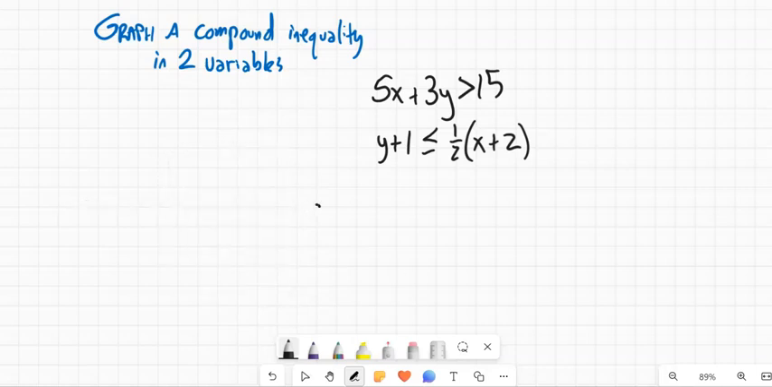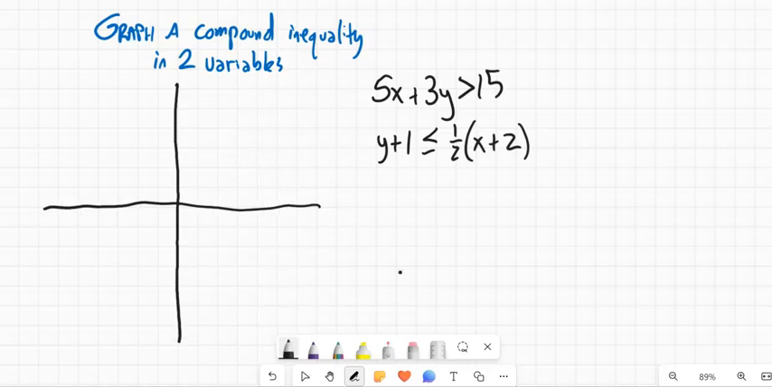See if I can make it. Oh, this wasn't even close to a straight line. Something like this. And now I have these inequalities to graph. So this first one I'll do in this color. 5x plus 3y is greater than 15.